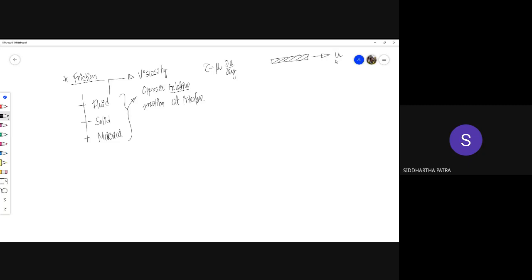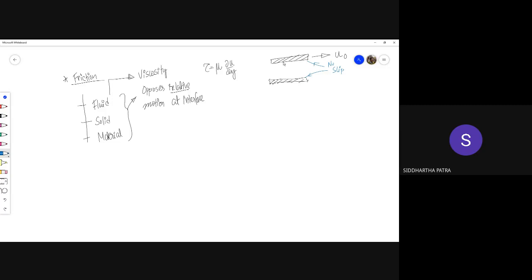Let's say it is moving with a velocity u 0, and then there is another plate that is stationary, and let's say there is a fluid trapped in between. Fluids have something called no slip boundary condition. That means at the fluid solid interface, the velocity of the fluid and the velocity of the solid is supposed to be the same. Okay, and I'm considering a very trivial case of laminar flow.